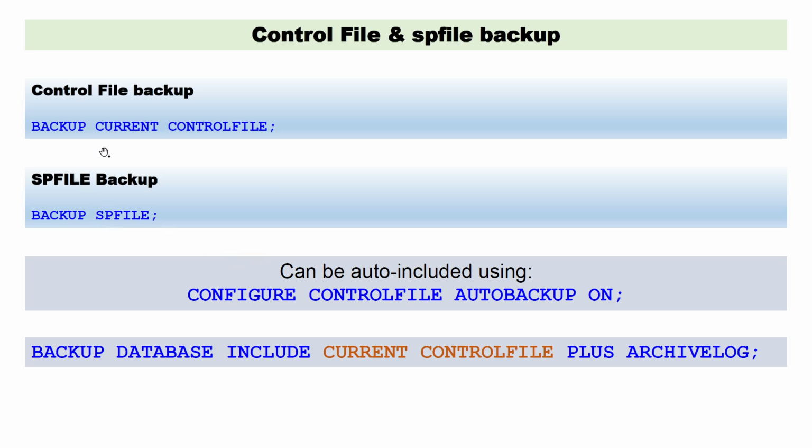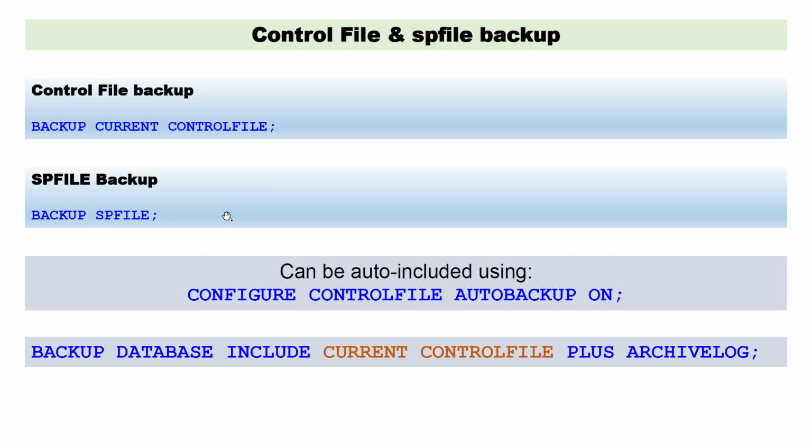Now, if every time you perform a backup you want the control file included, you can use an RMAN parameter called CONFIGURE CONTROLFILE AUTOBACKUP ON. This parameter will make sure that every time you take a backup, whether it is a full backup, a tablespace level backup, a data file level backup, an incremental backup, or an archive log backup, the control file will automatically be backed up. And if the database is running on an SP file, it will also include the SP file.